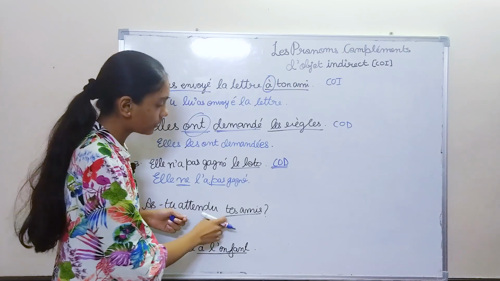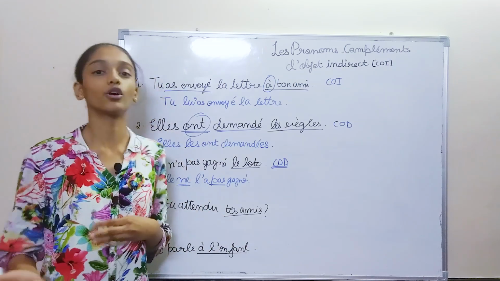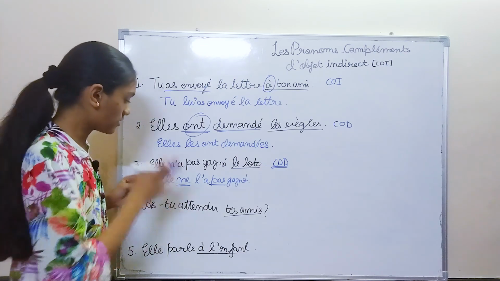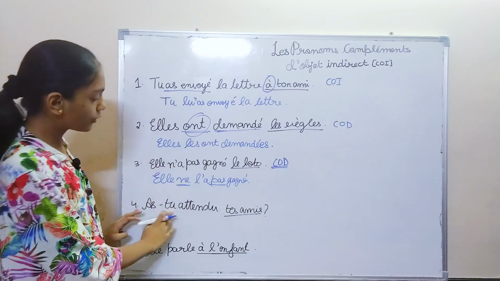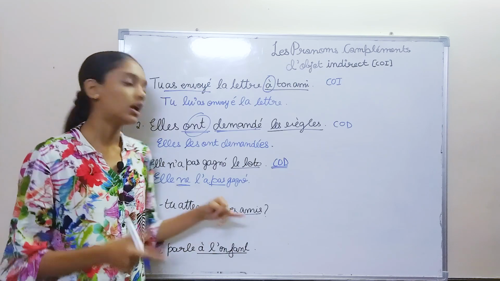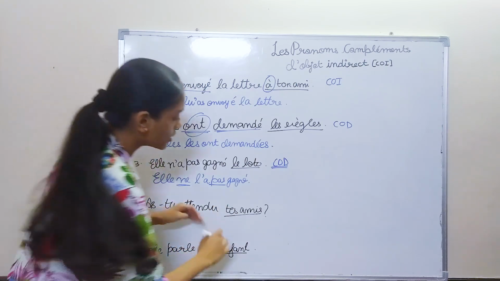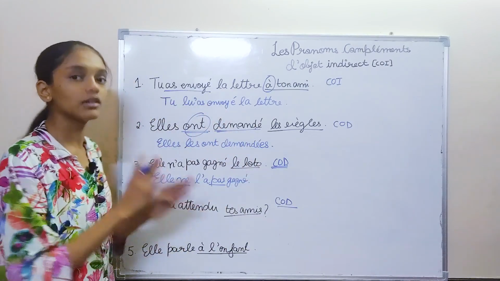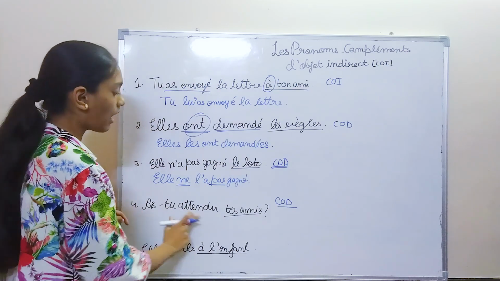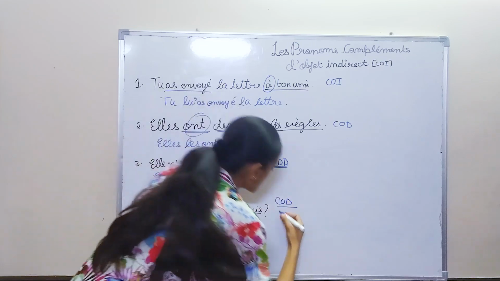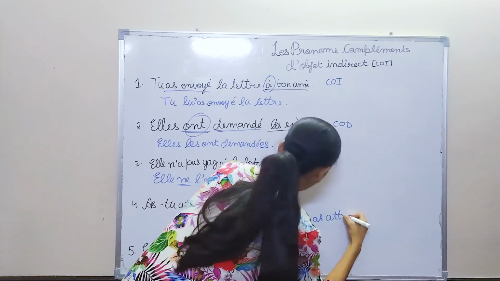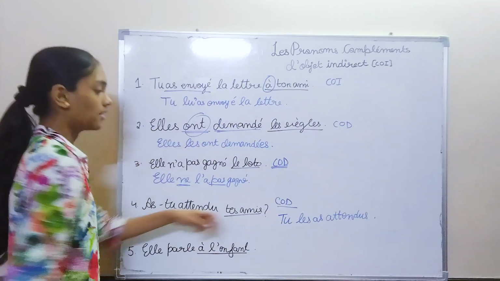Next one, as-tu attendu tes amis. As you can see, this is slightly different from what we have done till now because it is an inversion, but no worries. If you don't want to make mistakes, just do the question slowly in normal form first. So without inversion, it is tu as attendu tes amis, right? First, identify whether it's COD or COI. So it is COD. Now, first, normally without inversion, use COD. This way you can do it easily and you won't make mistakes. So it becomes tu les as attendus, with an s because we'll do accordance.